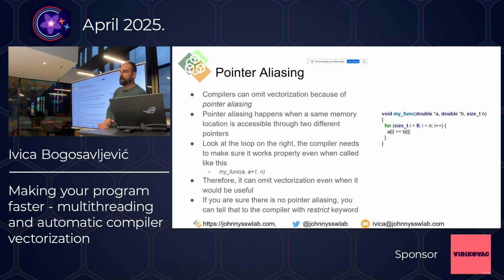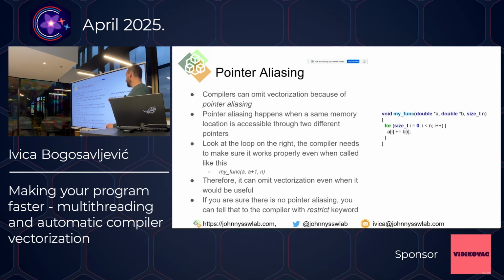Now, one thing that's preventing vectorization is called pointer aliasing. Look at this loop here: A of I plus equals B of I. It's perfectly vectorizable, but what happens if you call it like this, with A plus 1? A and B alias one another. The two pointers are pointing to the same memory address. In this case, the compiler must be conservative, so it must generate scalar code. Even though you know that this never happens, the compiler doesn't, and it should make sure this doesn't happen.